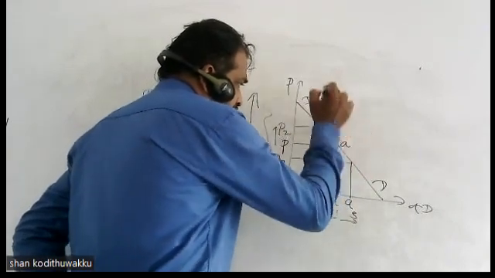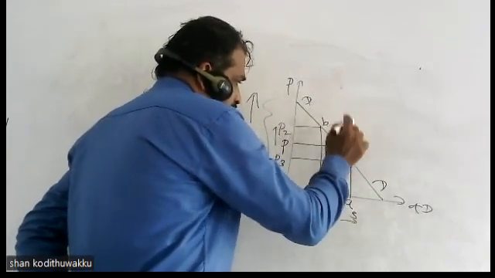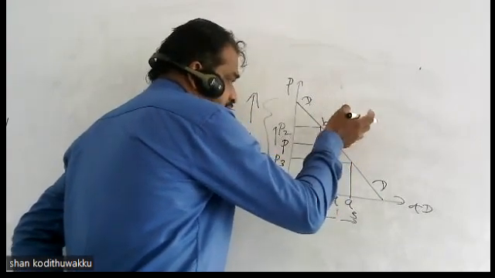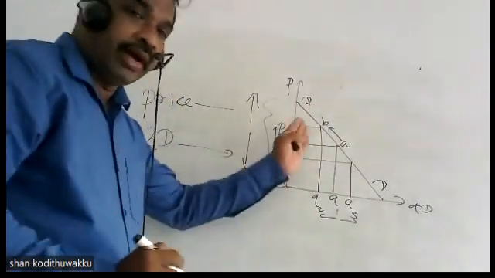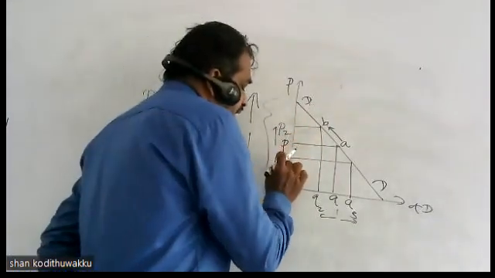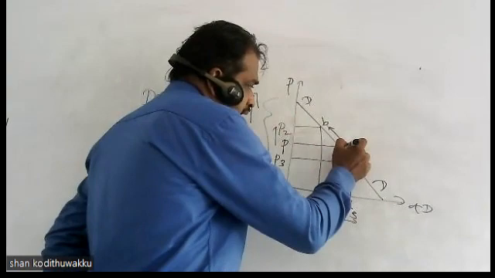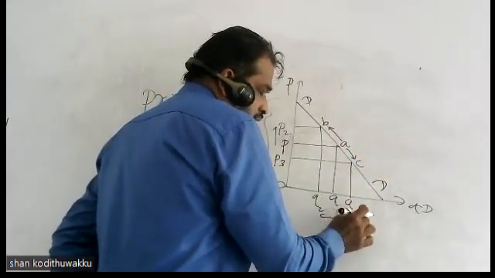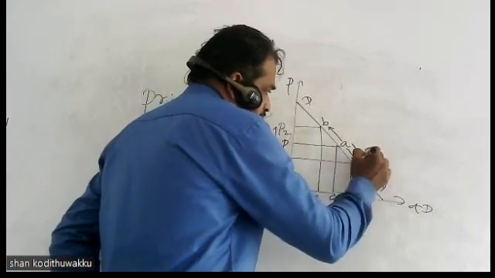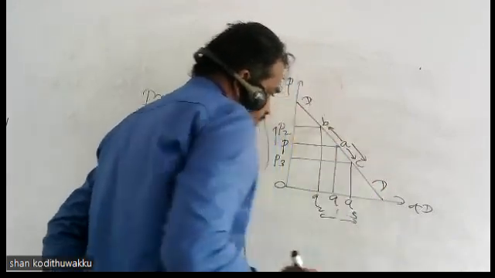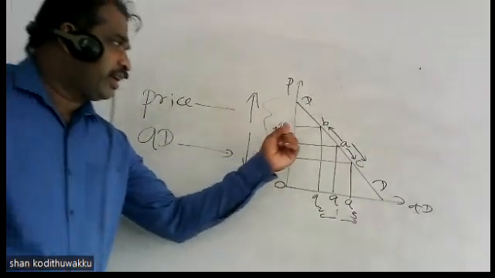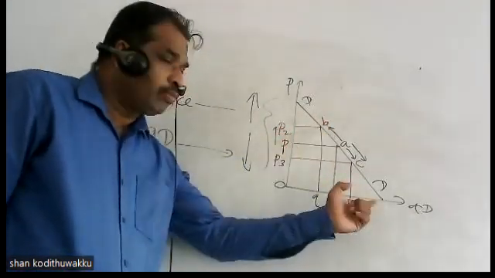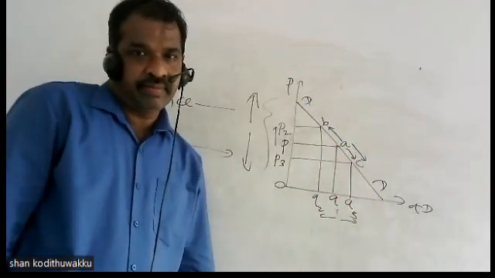If you take this as point A, point B, then point A to B is the movement along the demand curve. When the price decreases from P to P3, there will be an increase in quantity demand, that is Q3. There is a downward movement. When the price increases, there will be an upward movement. When the price decreases, there will be a downward movement along the same demand curve.